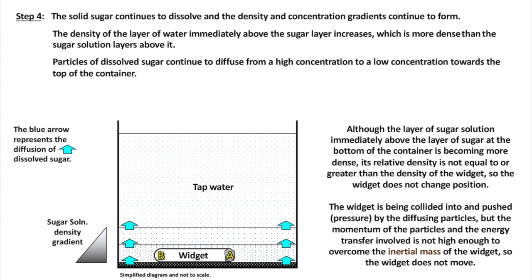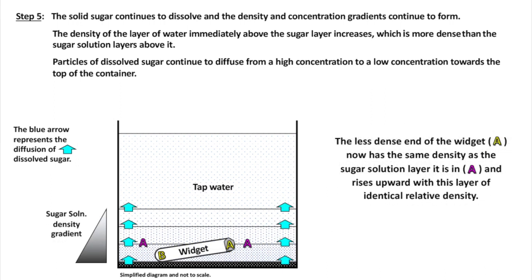Although the layer of sugar solution immediately above the layer of sugar at the bottom of the container is becoming more dense, its relative density is not equal to or greater than the density of the widget, so the widget does not change position. The widget is being collided into and pushed by the diffusing particles, but the momentum of the particles and the energy transfer involved is not high enough to overcome the inertial mass of the widget, so the widget does not move.